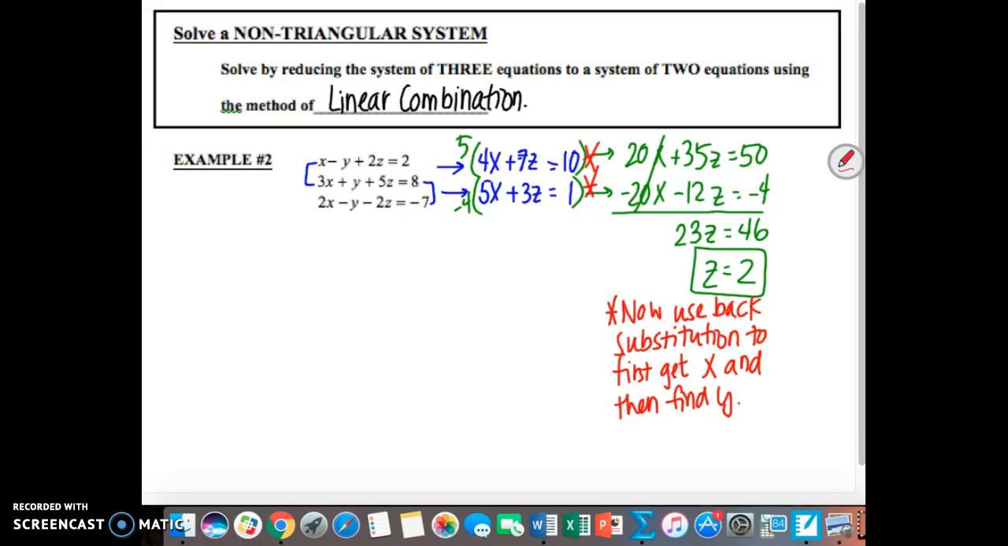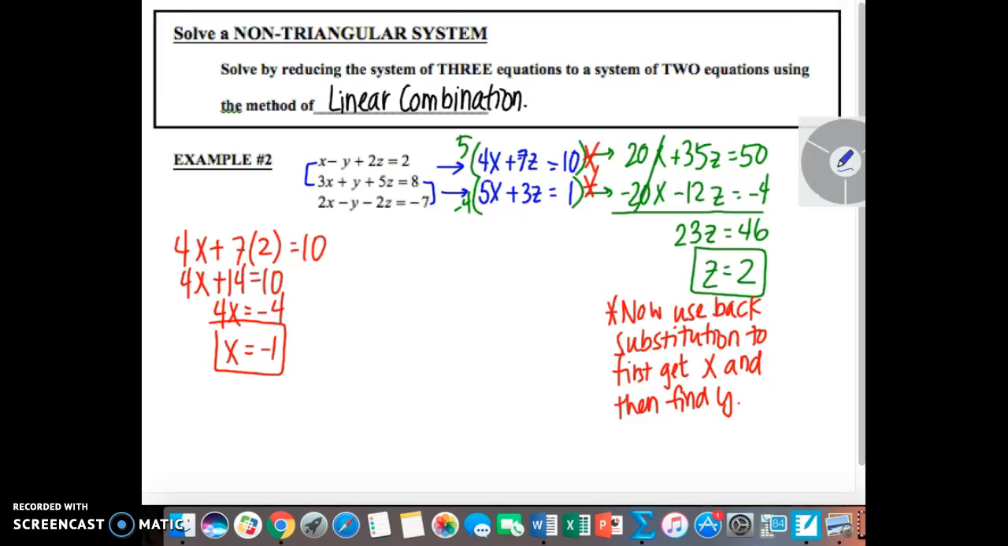So just using that top equation, we will have 4x plus 7z, which we know z is 2, so 7 times 2 equals 10. 4x plus 14 equals 10. Subtracting 14, we have 4x equals -4, and then dividing by 4, we have x equals -1. So now once we have x equals -1, we can use that and plug it into one of the equations from the original.